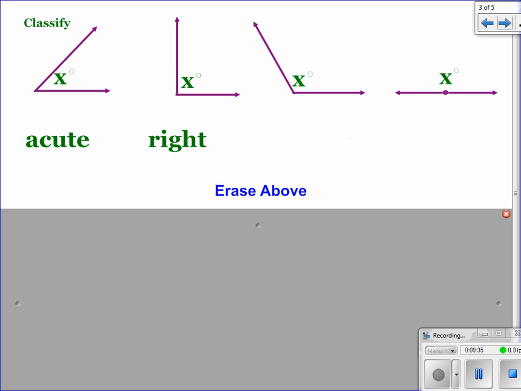And the last one is not as common, so some of you may not remember this one. What kind of angle is that? It's a straight angle. Good.